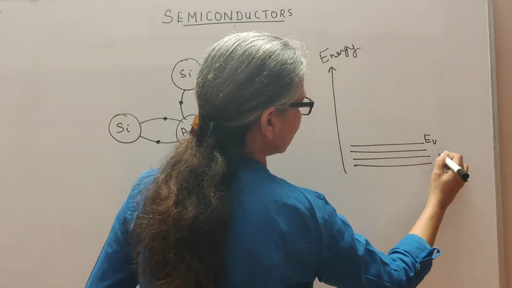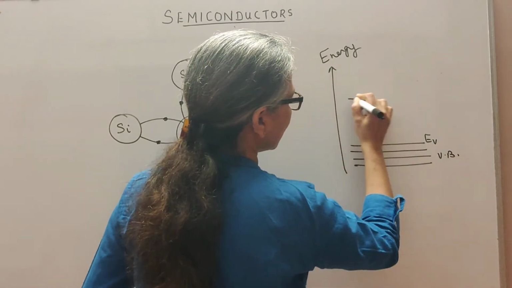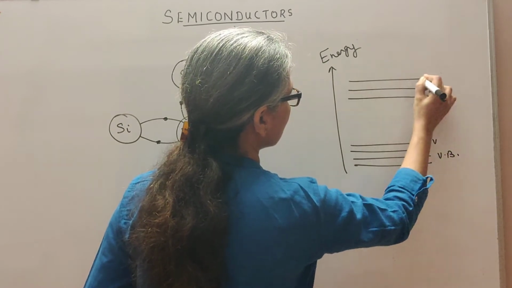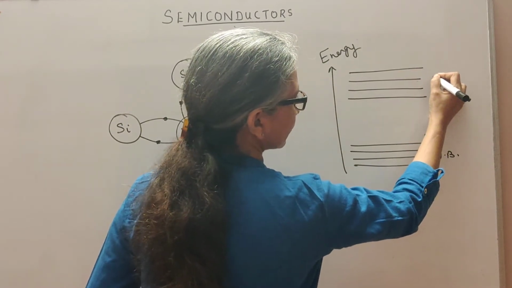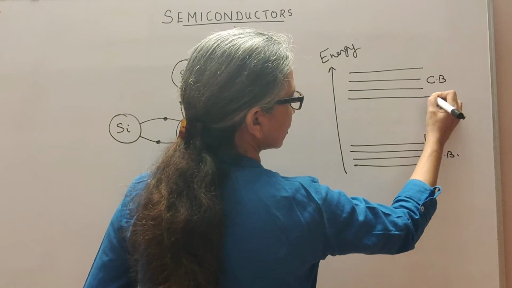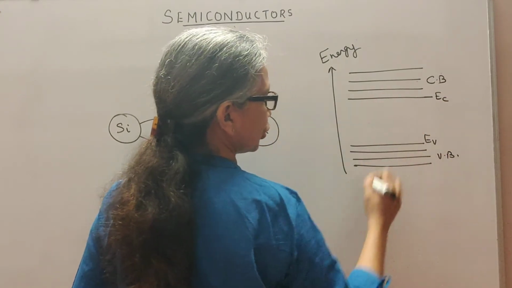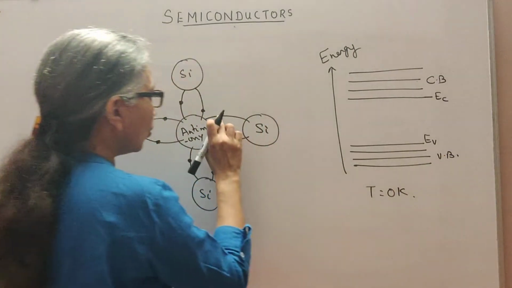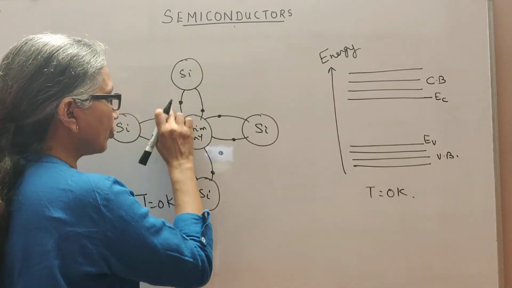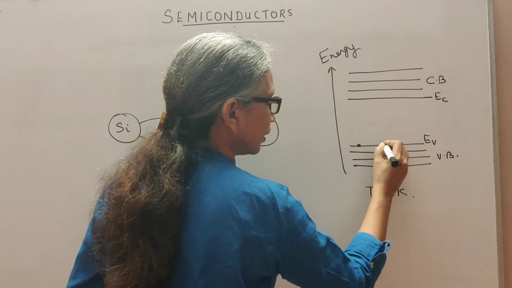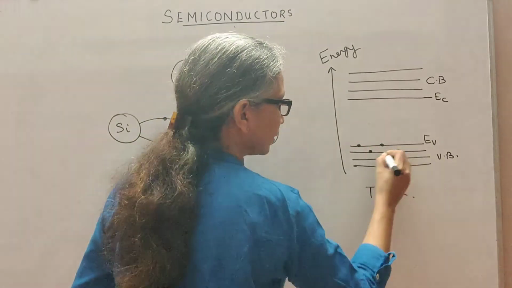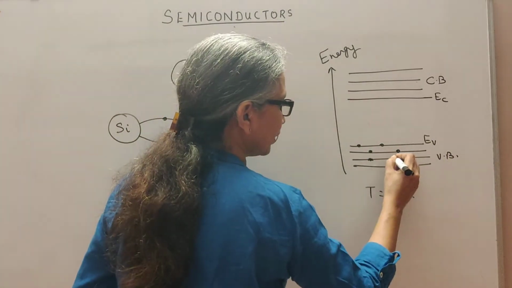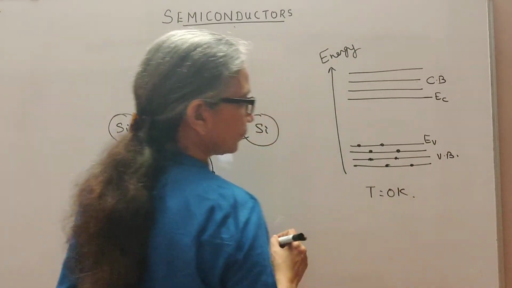This is EV, this is the valence band. We have the conduction band here, that is the conduction band. This is EC, and this is the energy gap. Now at T equal to 0 Kelvin, all the bonded electrons that we have drawn here will be in the valence band. They are all bound and they are not free to conduct.